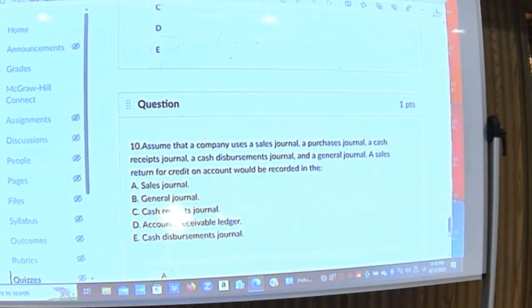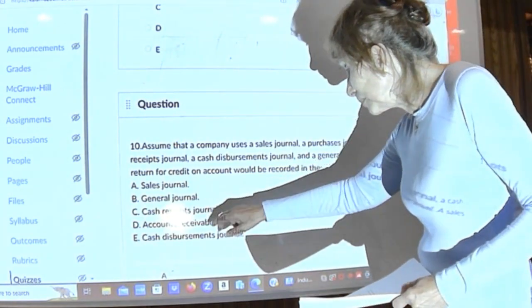And then your final question. We have a company that uses the sales journal, purchases journal, cash receipts, cash disbursements, and a general journal, a sales return for credit on account. Where do you put it? That's got to go in your general journal. Okay, it doesn't fit within the definition of any of those other journals. Response has got to be B right here.